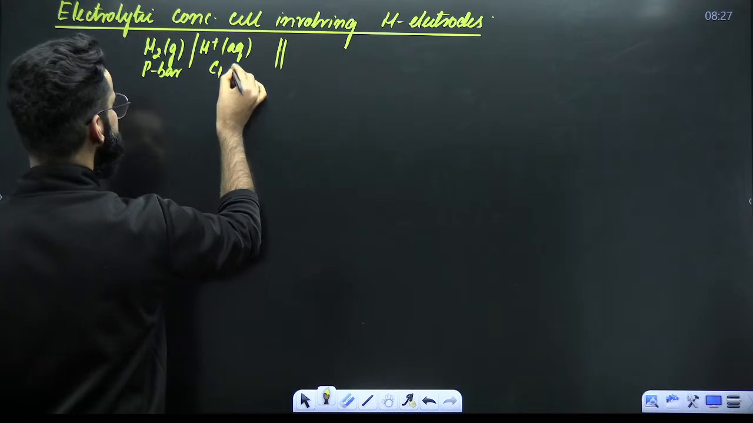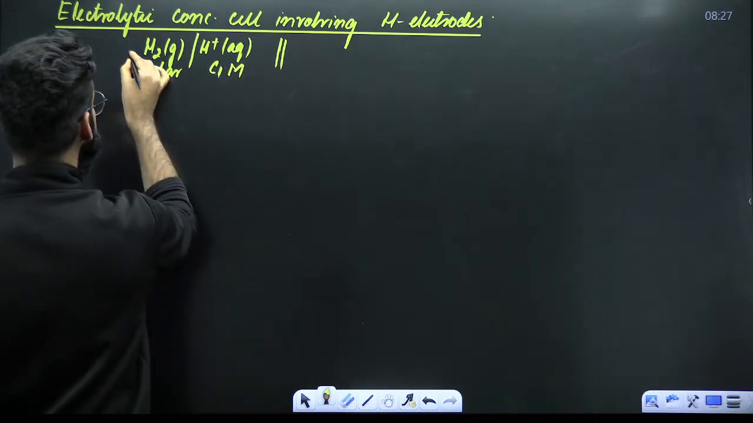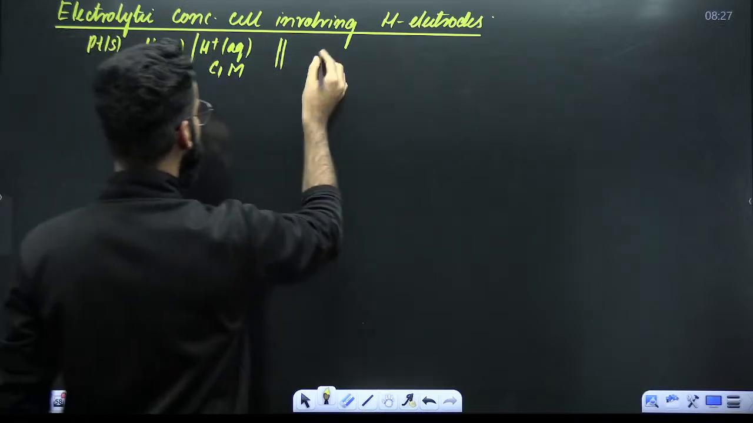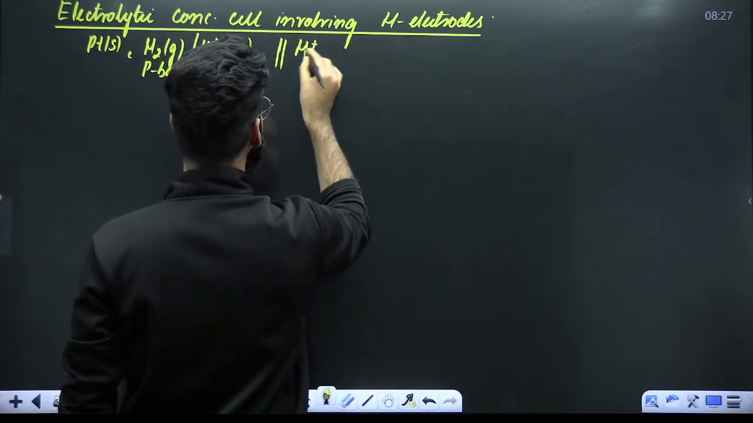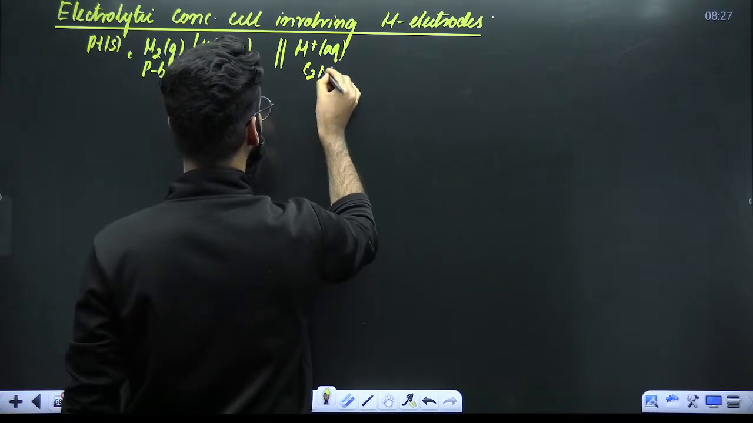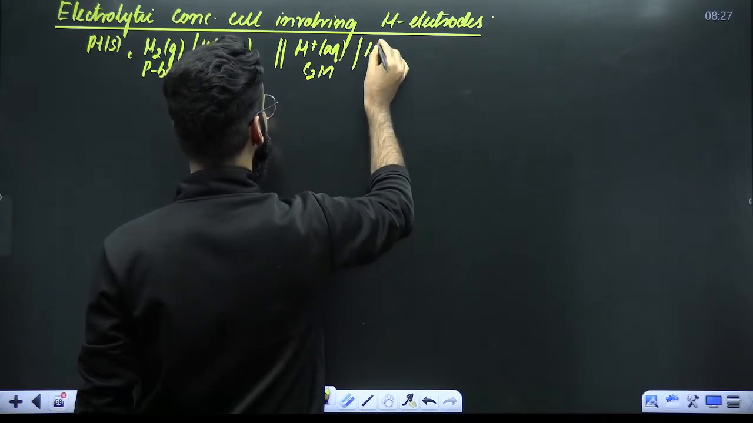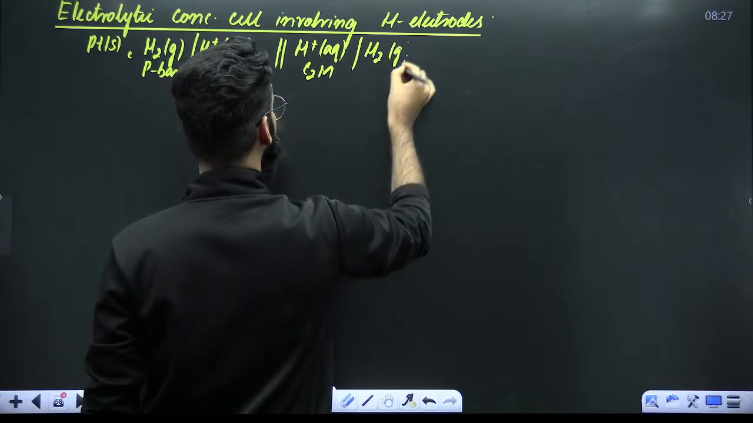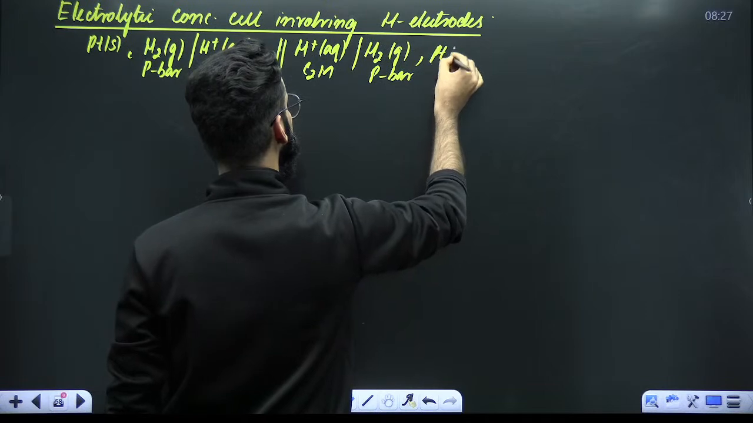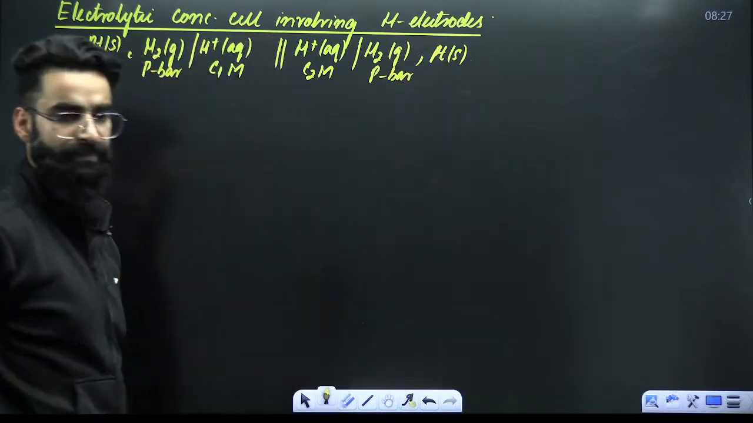whose concentration, for example, is C1 molar. And this is platinum solid here. So this is your anode. Similarly, your cathode. In your cathode, H positive aqueous, whose concentration is C2 molar, will be getting converted into H2 gas, whose pressure is P bar again. And here also, I've used platinum solid, right?